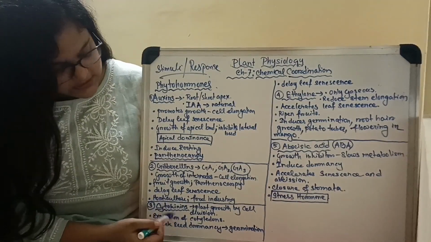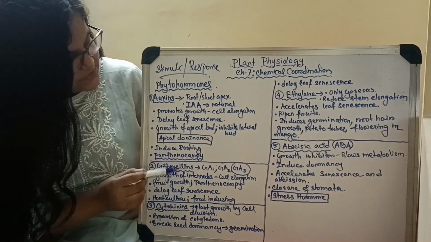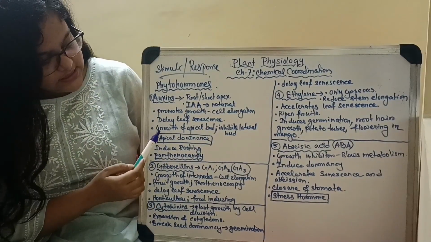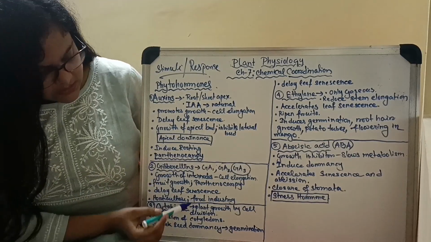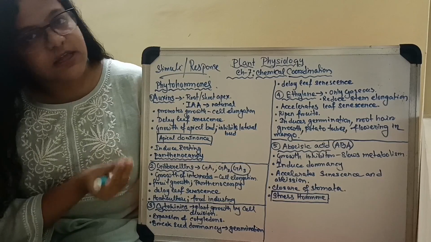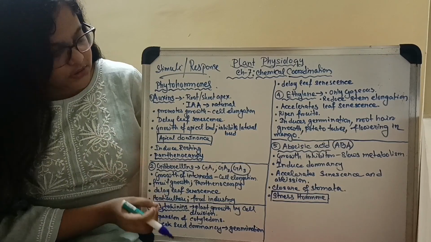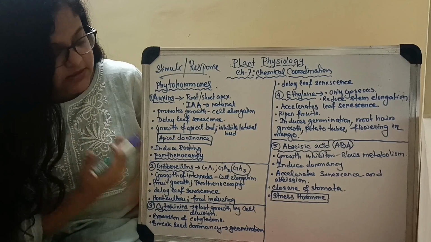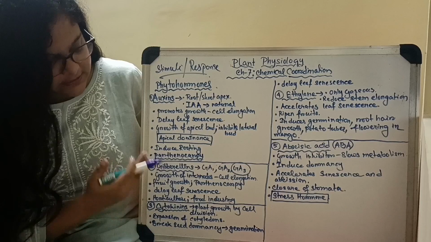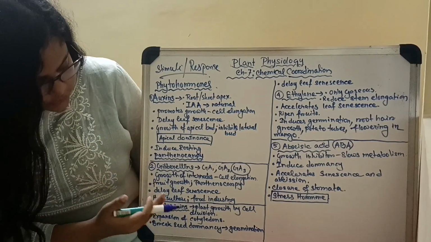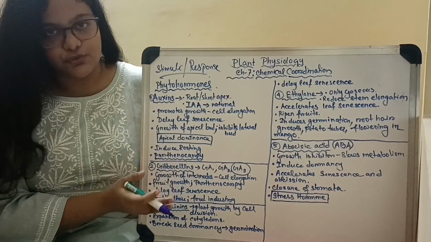Next come the cytokinins. Now cytokinins are a bit different from the auxins and the gibberellins in their function. Cytokinins also help in plant growth, but they do not help in plant growth by cell elongation. Rather, they help in plant growth by cell division. That is the natural process of growth.